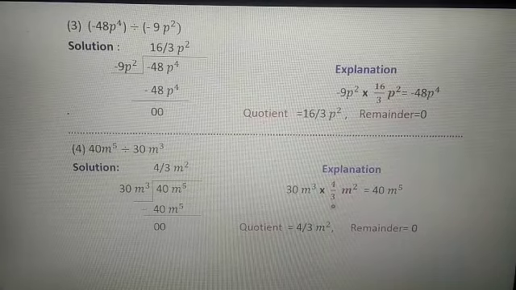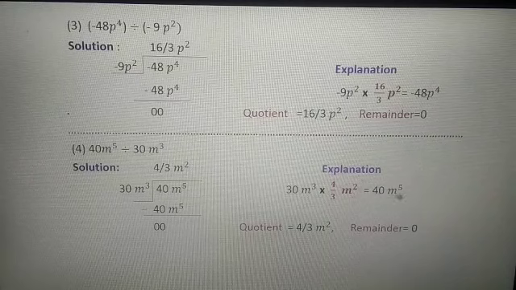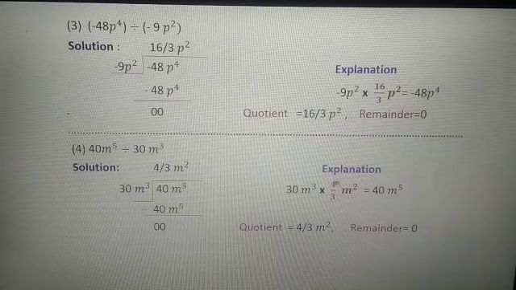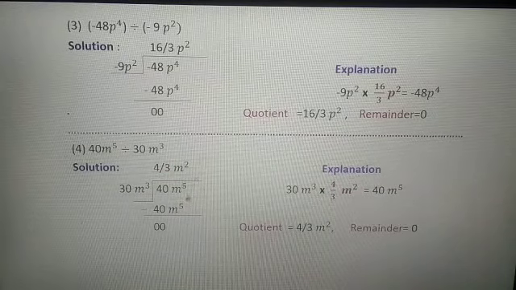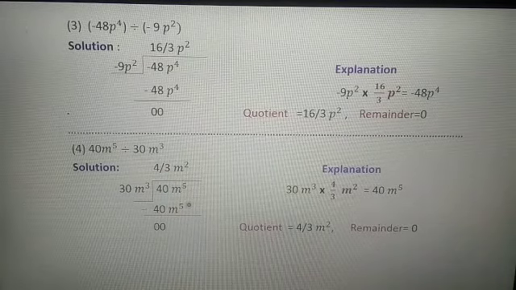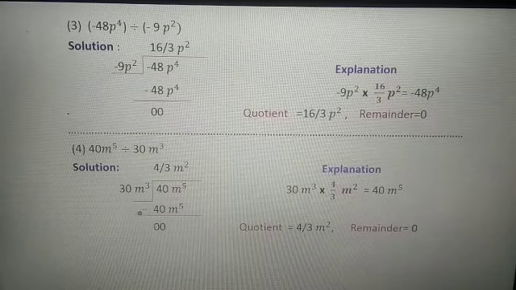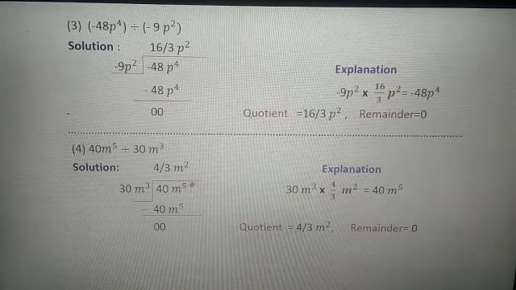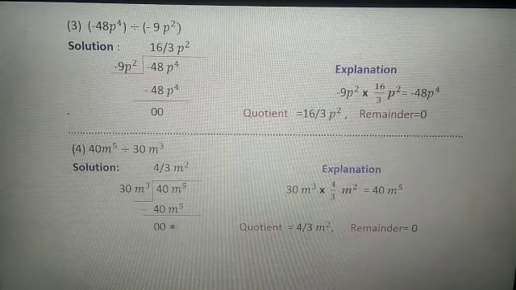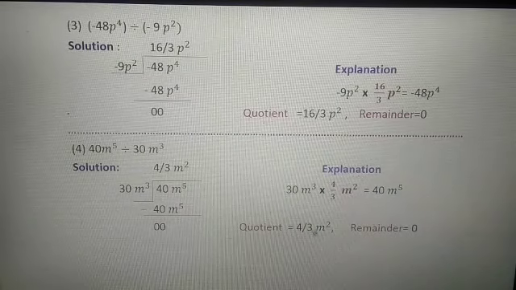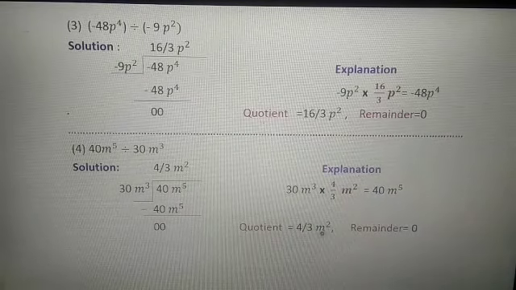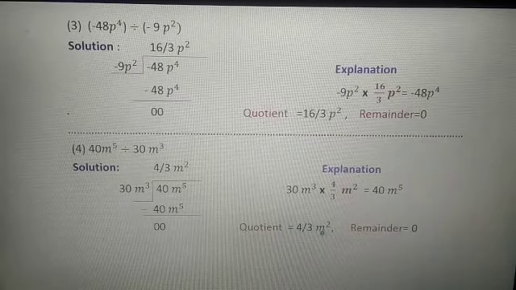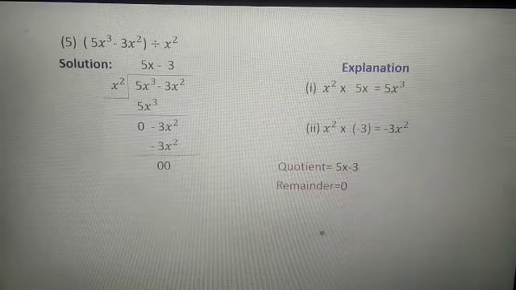So 4 by 3 and m cube is multiplied with m square to get m raised to 5. So what is the quotient now? 4 upon 3 m square, and here 40 m raised to 5 is the answer. Now as we are subtracting these two, so put a minus sign so that they can cancel, and the remainder is 0. Quotient is 4 by 3 m square. Okay. Now let's see another sum. Fifth sum.